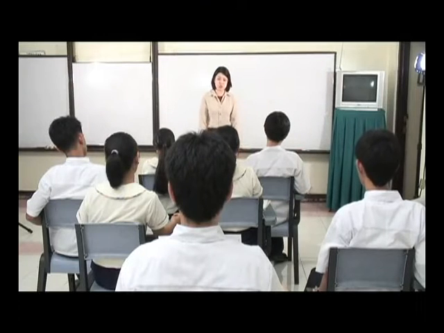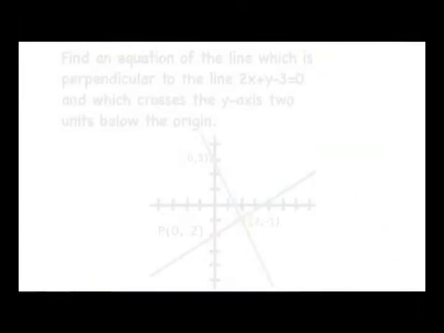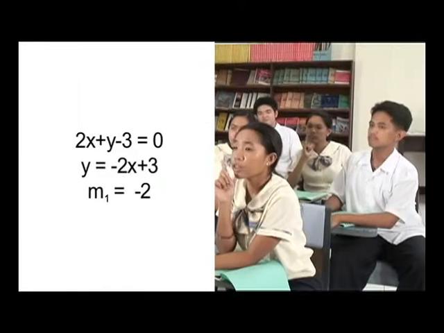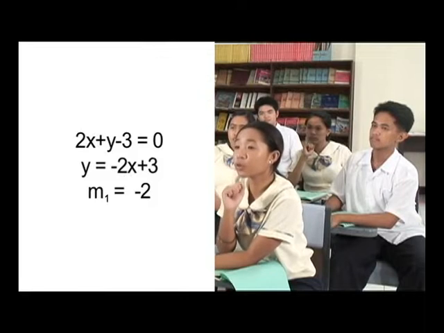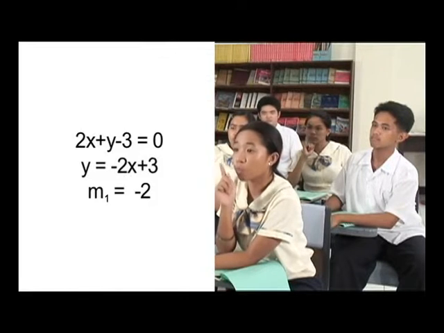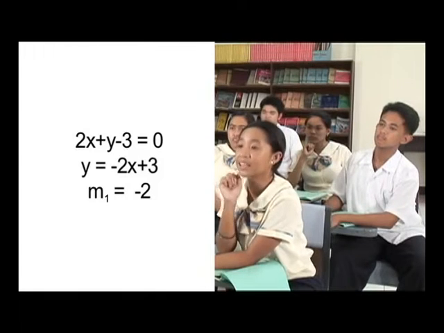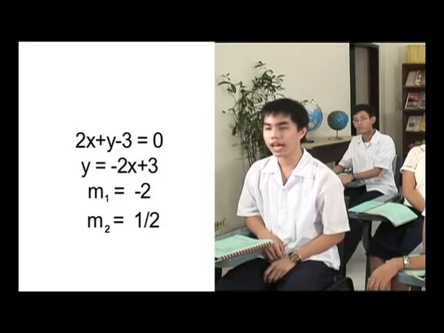Let's apply what we learned to this problem. Find an equation of the line which is perpendicular to the line 2x plus y minus 3 is equal to 0, and which crosses the y-axis 2 units below the origin. The slope of the line must be the negative reciprocal of the given line. If we solve for y in the given equation, we get y is equal to negative 2x plus 3. So the slope of this line is negative 2. Then the line perpendicular to it has a slope of 1/2.